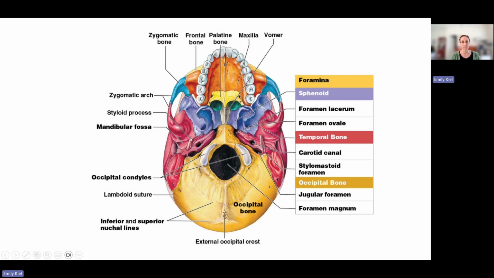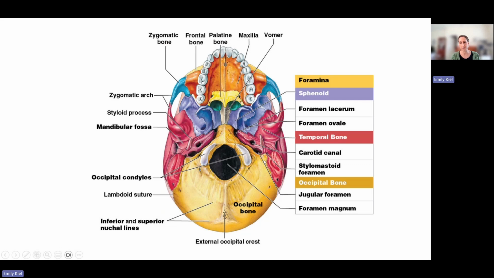There is our styloid process, that pokey part that's in the temporal bone. And you can see near that styloid process is your mandibular fossa. That's where your mandible is going to sit. You can see you'll have your mastoid process back here as well. That's more rounded and less sharp of a protuberance.